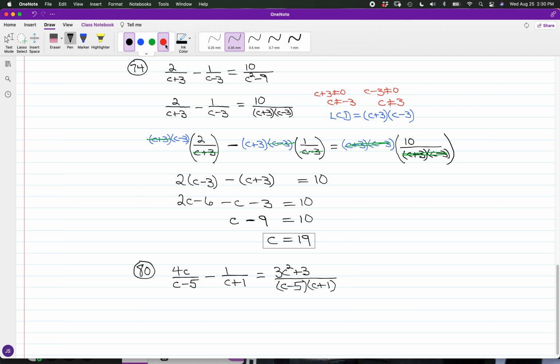Now just some things here. We have denominator factors c minus 5 and c plus 1. So for the restricted values, c minus 5 cannot be 0, so c cannot be 5, and c plus 1 cannot be 0, so c cannot be negative 1.